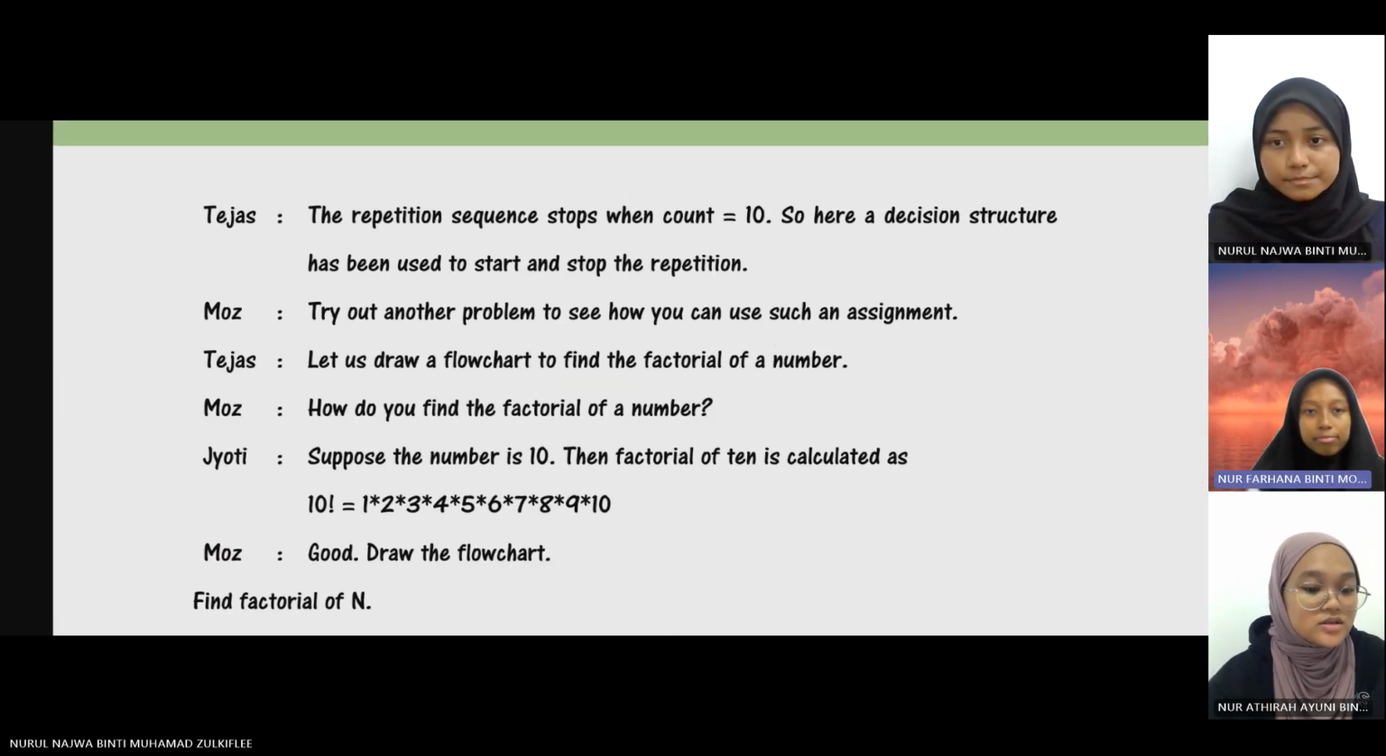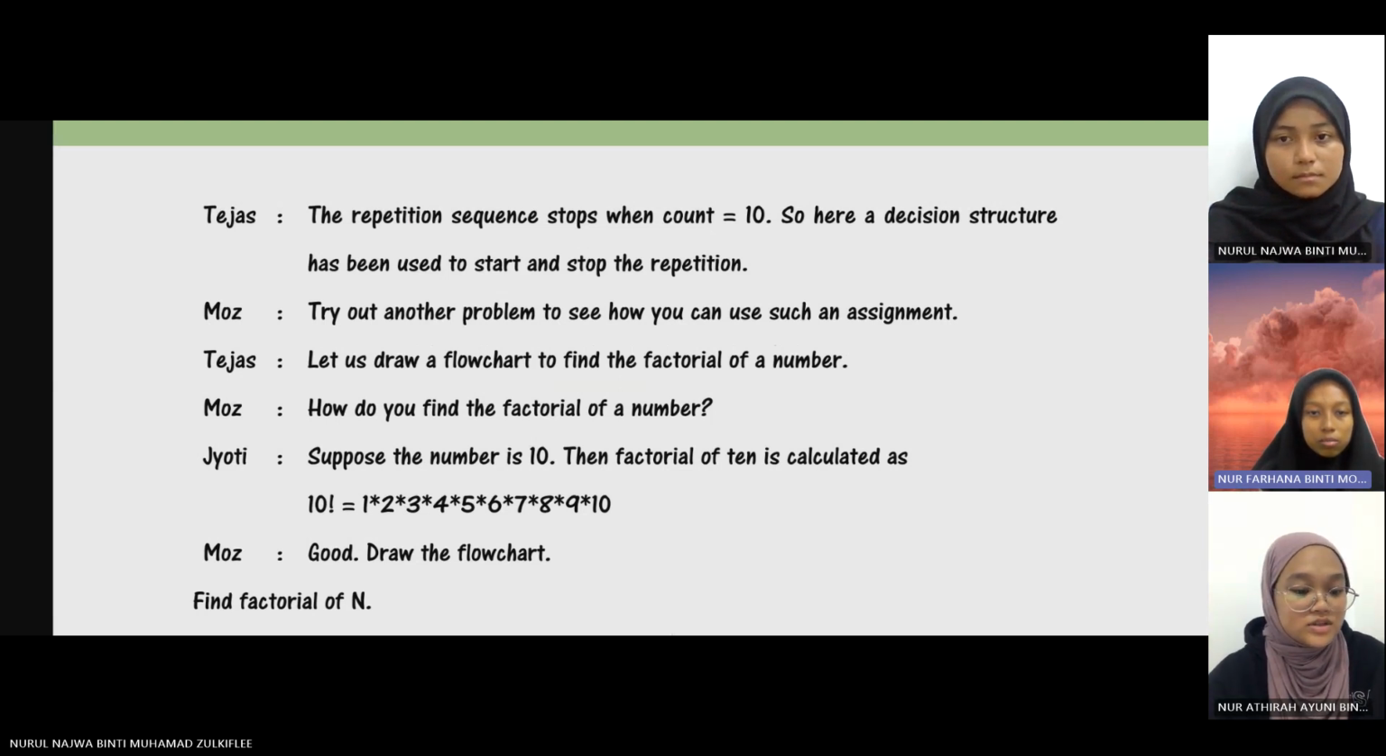The repetition will stop when count equals 10. So here a decision structure has been used to start and stop the repetition. Try out another problem to see how you can use such an assignment.